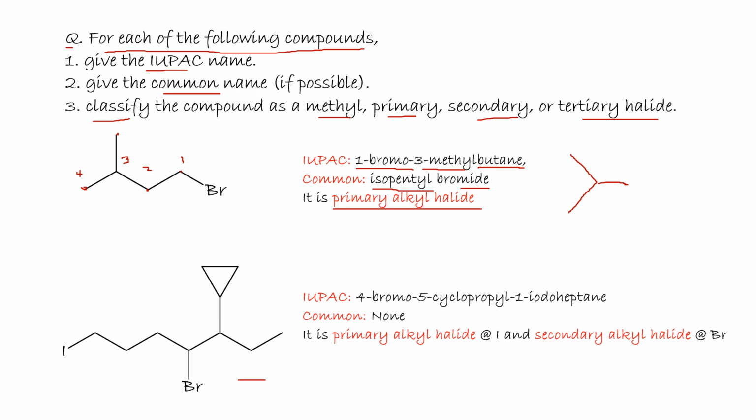For this compound, the long chain is 7 carbons, numbered 1, 2, 3, 4, 5, 6, and 7. Of course, we have to start with this end because that's the 1-iodo. So it is 4-bromo, alphabetical order B, then C, then I. Then it's 4-bromo-5-cyclopropyl-1-iodoheptane. There is no common name for this structure. It is primary at the carbon carrying the iodine and secondary on the carbon carrying the bromine. This is primary, this is secondary.